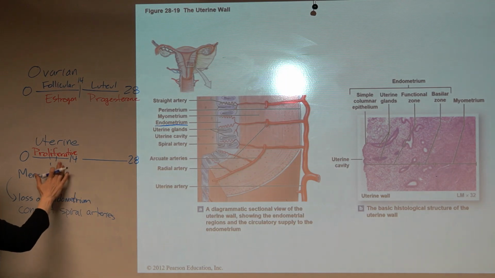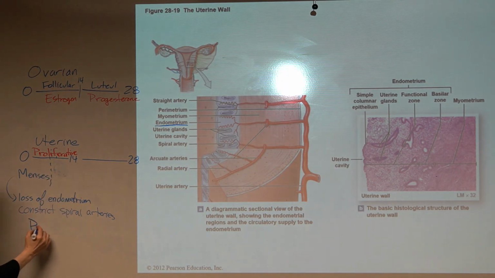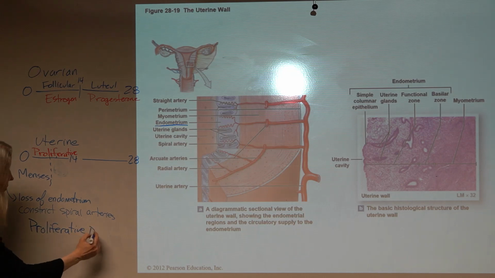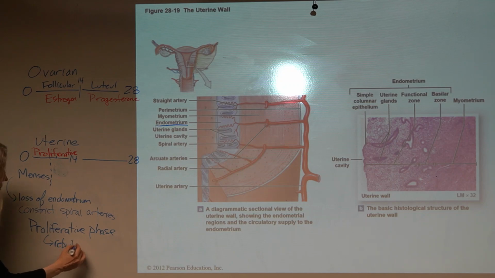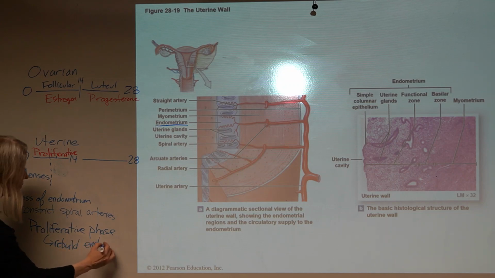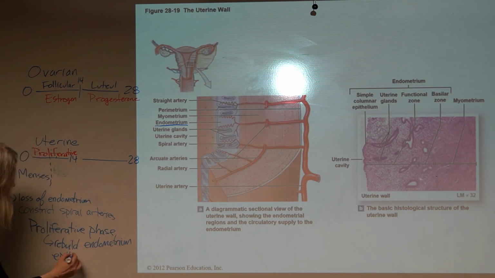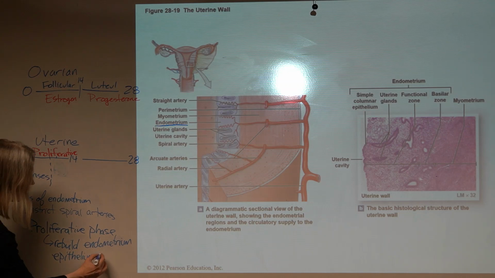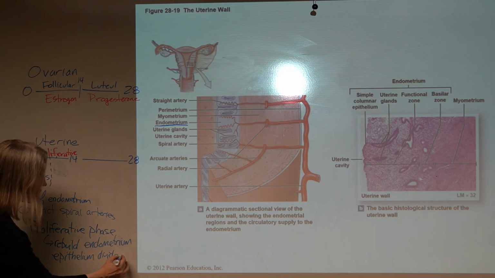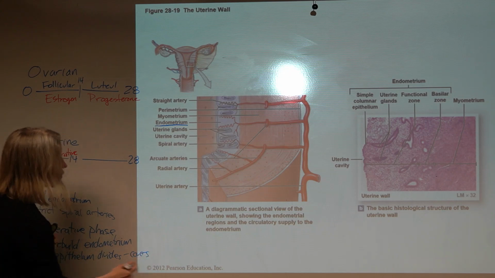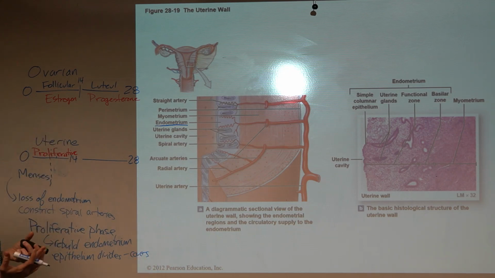This is getting really messy. Let's see. Put it down here, proliferative. Right, we need to rebuild the endometrium. And so that epithelium divides and grows and recovers the inside of the uterus. Right? And so we're rebuilding the endometrium.